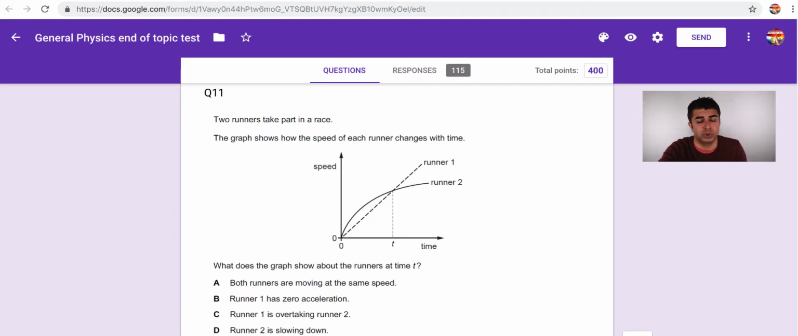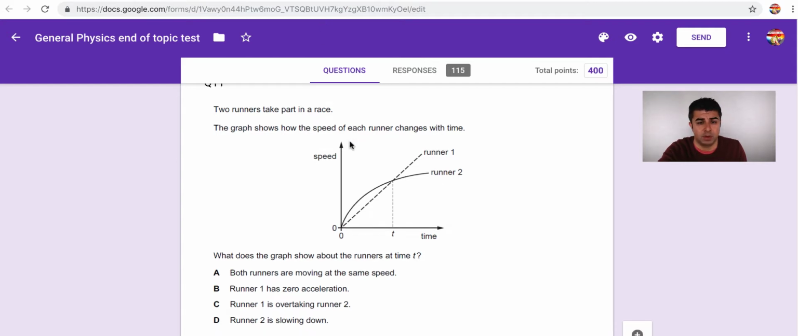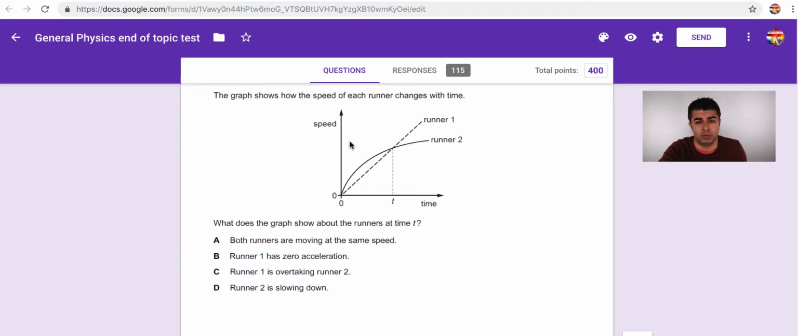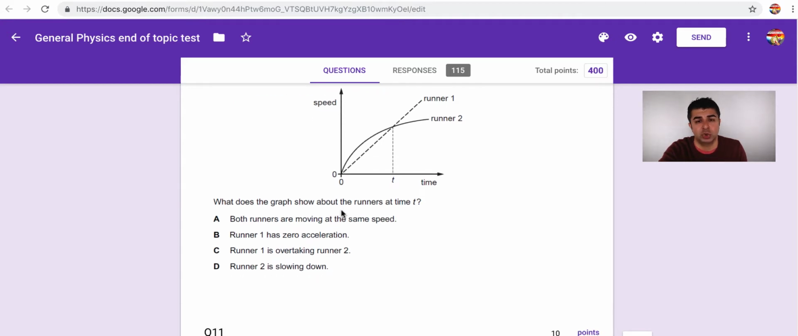Let's now look at question number 11. Two runners take part in a race. The graph shows how the speed of each runner changes with time. What does the graph show about the runners at time t? Well, it's a speed-time graph, and at time t, they're both quite clearly travelling the same speed.